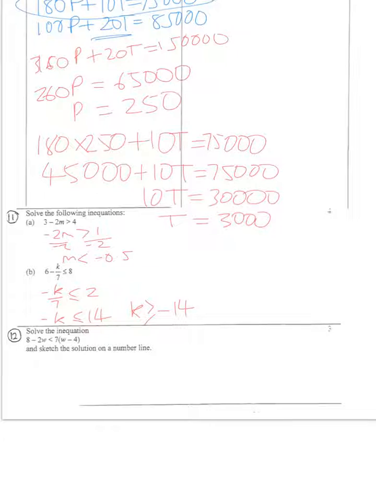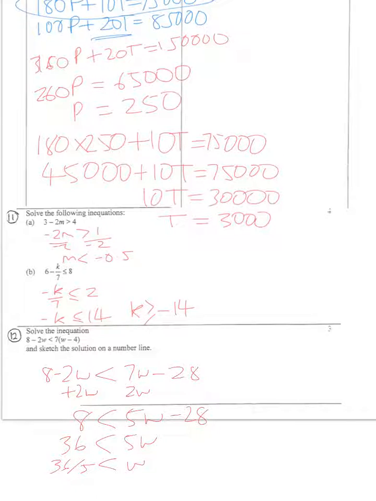Now 12, we have 8 minus 2w is less than 7w minus 28. Let's add 2w to both sides. We get 8 is less than 5w minus 28. Let's add 28 to both sides, and we get 36 less than 5w. Let's divide by 5, and we get 36 over 5, which can't be simplified, is less than w. Now if you want to rewrite that, it'll be w is greater than 36 on 5. Now that question, if you went the other way and didn't add 2w both sides, and instead took away 7w, you would end up with negative 5w, and you'll end up having to switch the sign anyway. So it can be done either way.